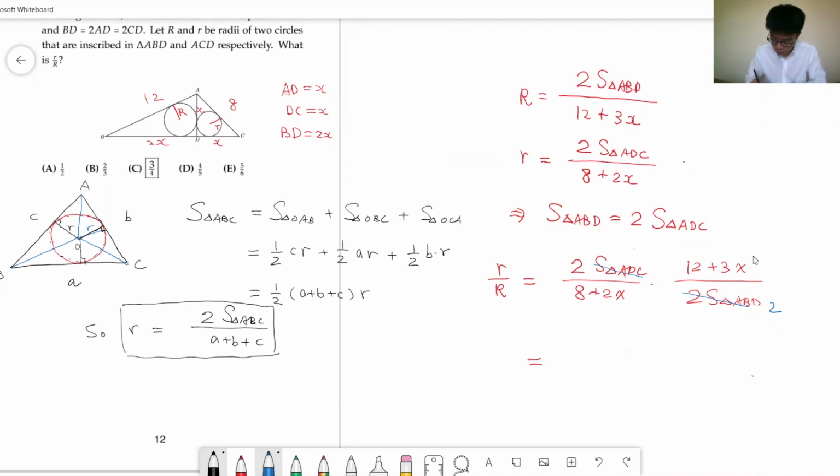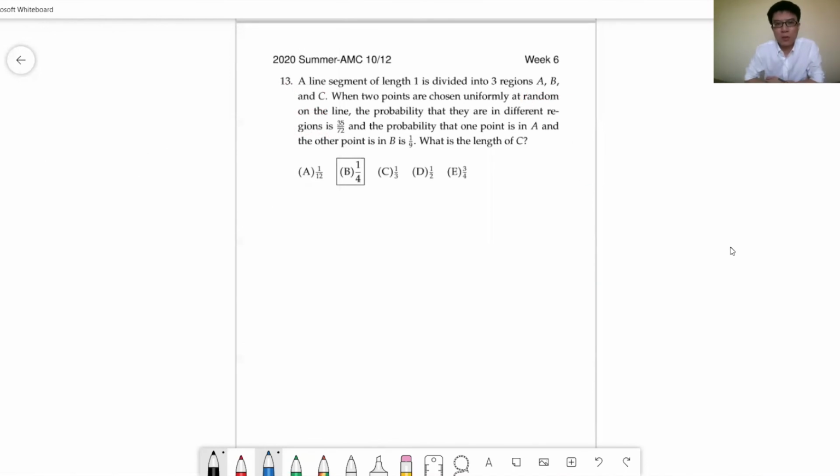Okay, so this is 3/2 times 1/2, which is 3/4. So the answer is 3/4. Okay, all right, let's come to problem 13.